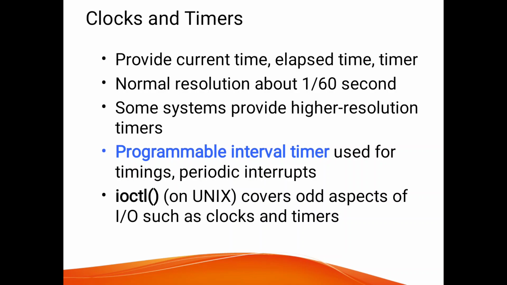The normal resolution is about 1 per 60 seconds. Some systems provide a higher resolution timer. Programmable interval timers are used for timing and periodic interrupts. This can be performed by the subsystem called ioctl, which is used for this timer.